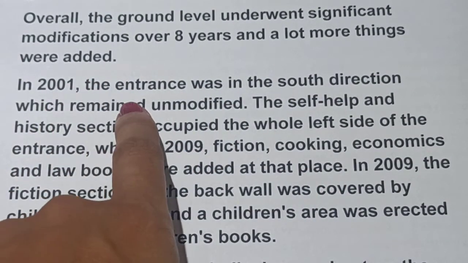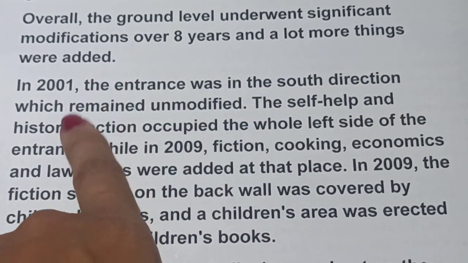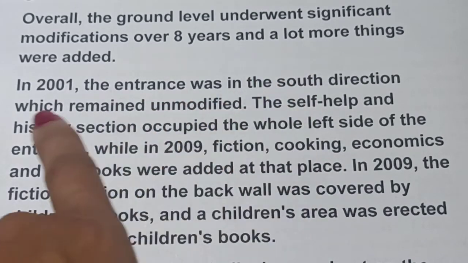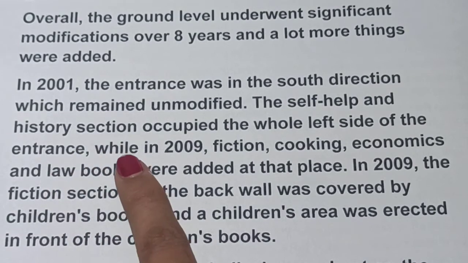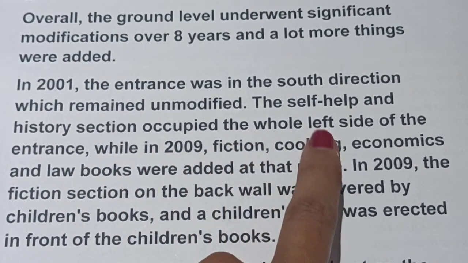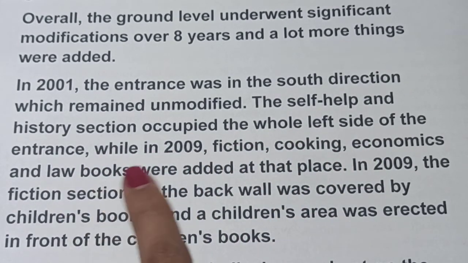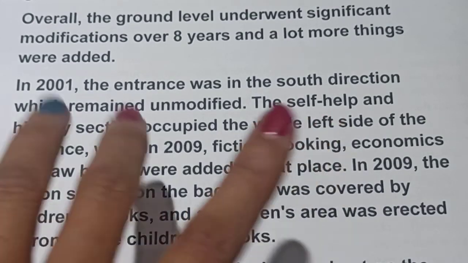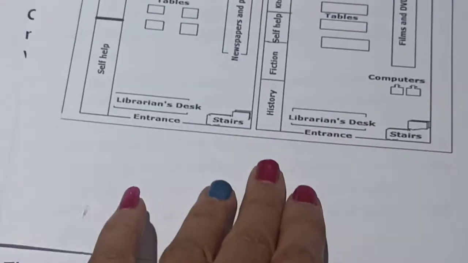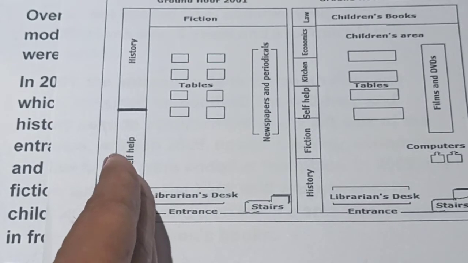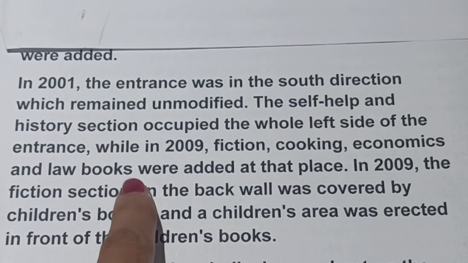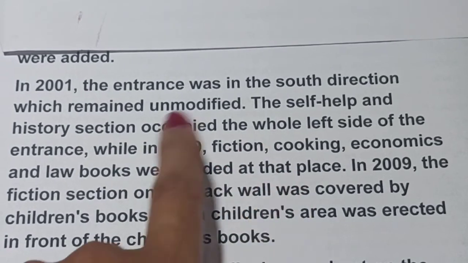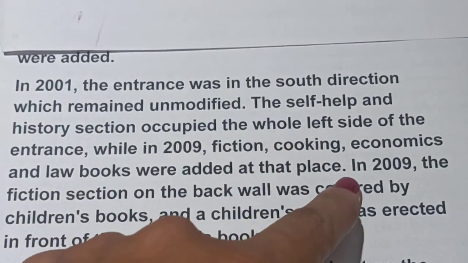In 2001, the entrance was in the south direction, which remained unmodified. The self-help and history section occupied the whole left side of the entrance, while in 2009, fiction, cooking, economics and law books were added at that place. So we have already discussed that on the left side there was a self-help and history section in 2001, while in 2009 these books were also kept at that place.